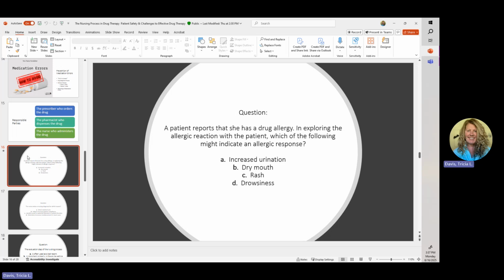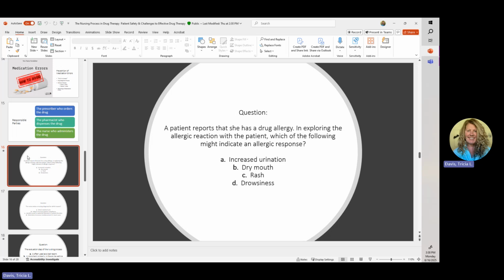So the answer here is going to be C, rash. If we look at the other answers, these are going to be types of intended effects that we will see sometimes with medications, depending on what medication we are giving. Some medications cause increased urination. It could be an intended effect or a side effect, but not necessarily an allergic response. Same thing with your dry mouth and drowsiness. But a rash, we would never give anyone a medication to intentionally cause a rash. So this is going to be your allergic response.